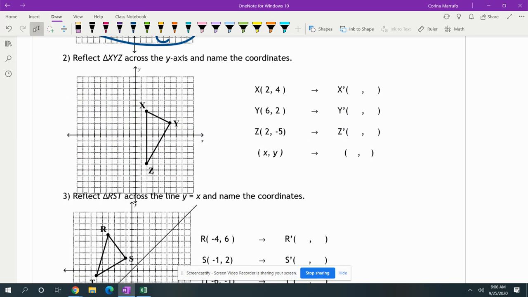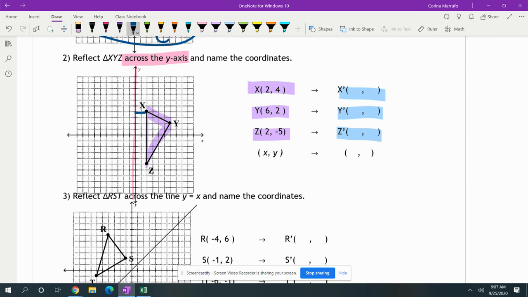It says reflect XYZ across the y-axis and name the coordinates. This time our line of reflection is going to be the y-axis. So we're going to go ahead and take our shape. This is our original shape, our pre-image. Before the transformation, these are our points. And now we are going to reflect it across the y-axis to get our image.